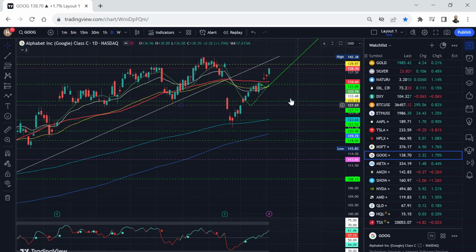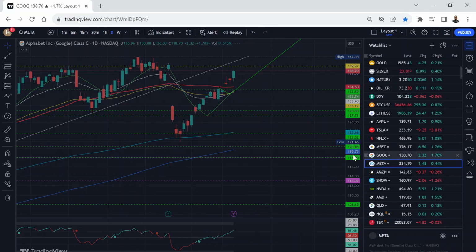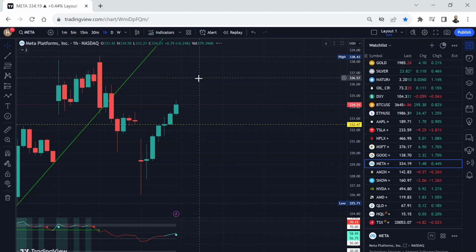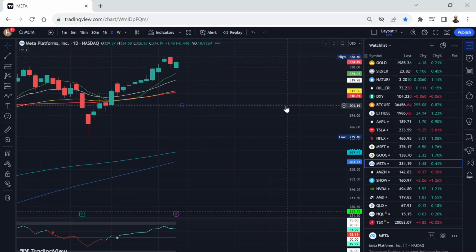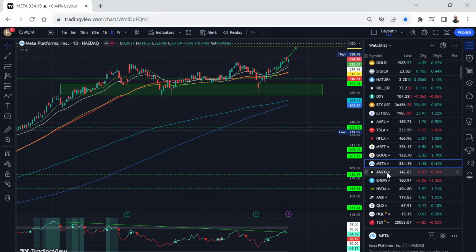Google still a lot of way to go. Next targets are here, 140. Facebook, Meta, this gap looks like it's filled. If I go to 1 hour chart, yeah, we gap down and we fill this gap, so we can delete this. So now looking for other two targets, 357 and 360.